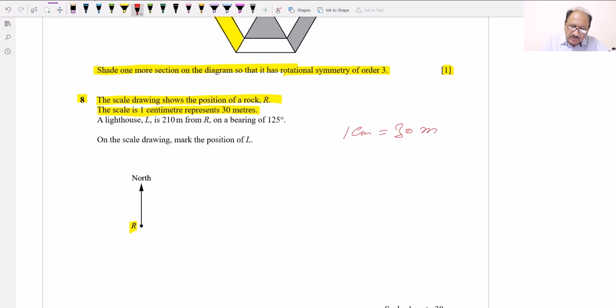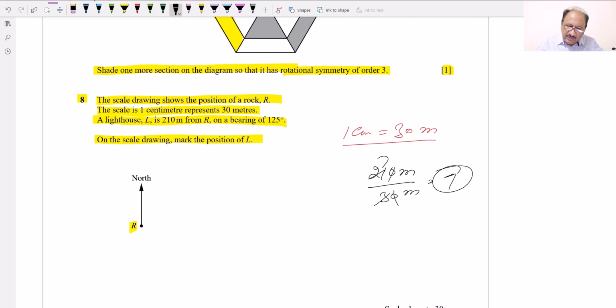This is what we can have as the key or scale. Then a lighthouse L is 210 meters from R on a bearing of 125. On the scale drawing, mark the position of L. So 210 meters we can convert: 210 meters will be divided by the scale, which is 30 meters, and this will be equal to 7.